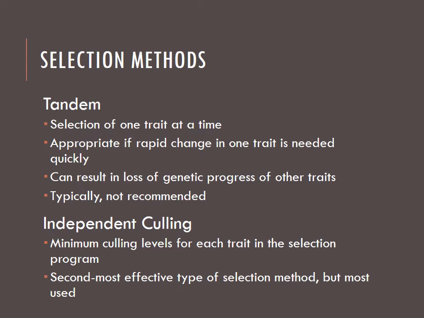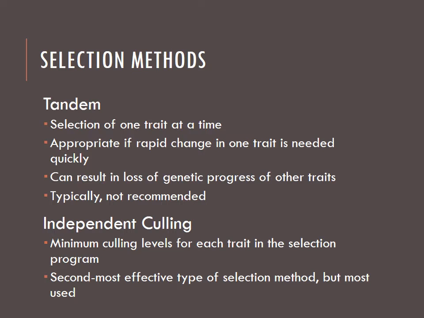Independent culling then is your next selection method, where we basically set some performance minimums or minimum culling levels for each trait in the selection program. So maybe let's take weaning weight, we add birth weight, and we add carcass merit, and we look at those three things. And then as all of our animals come through the program, we're measuring them to figure out which animals make the mark. And you have to make all three in order to stay in the breeding program. So a calf out of Bessie makes all three protocols. She gets to get bred again and stay in the herd.